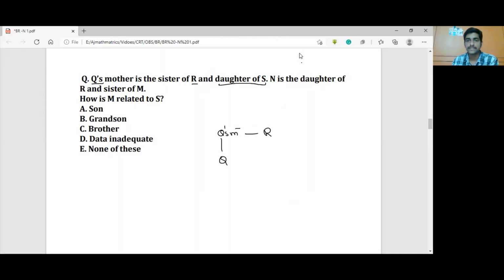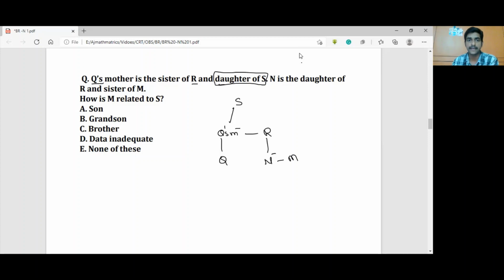And the daughter of S, who's the daughter of S here? Q's mother is the daughter of S. Again, it doesn't specify the gender of S as well. Next, N is the daughter of R. So here N is the daughter of R, which means N is a female, and sister of M. N is the sister of M. So still we don't know the gender of M, R and Q and S as well.